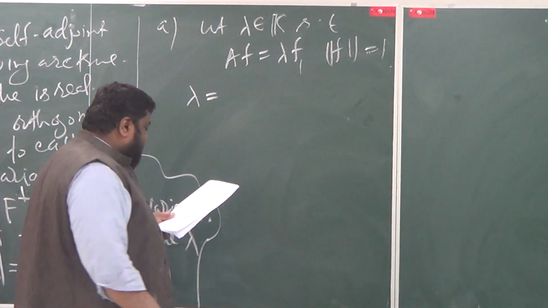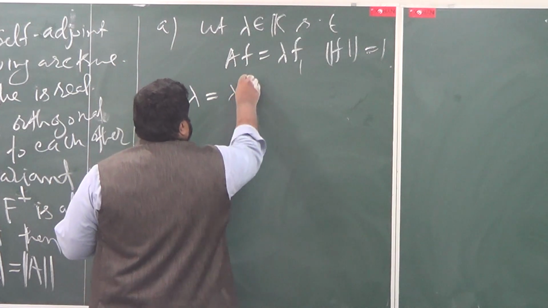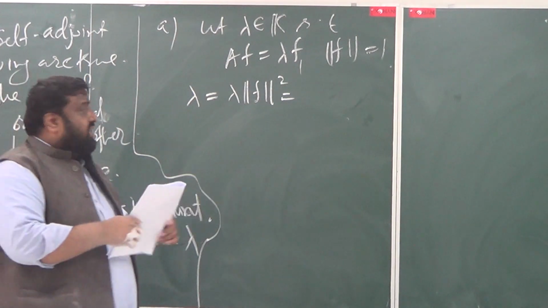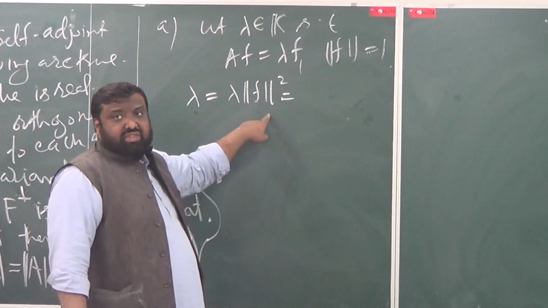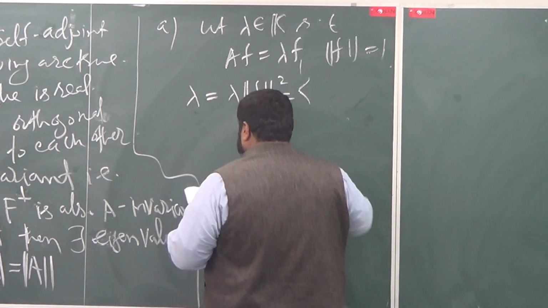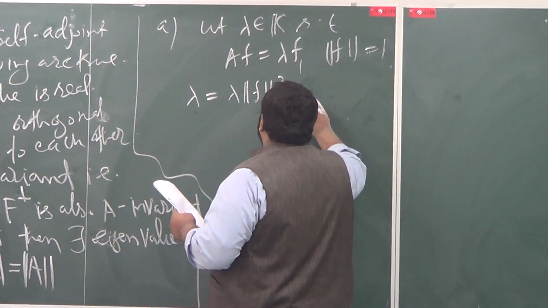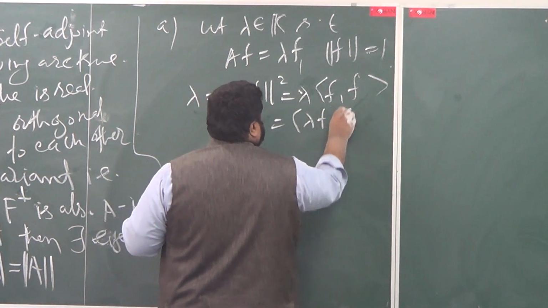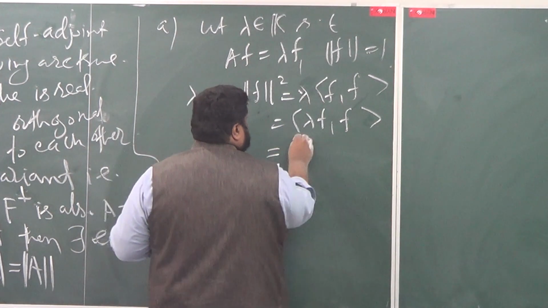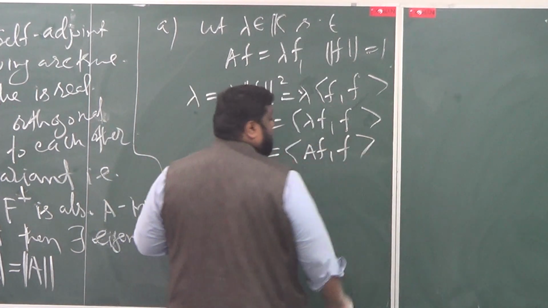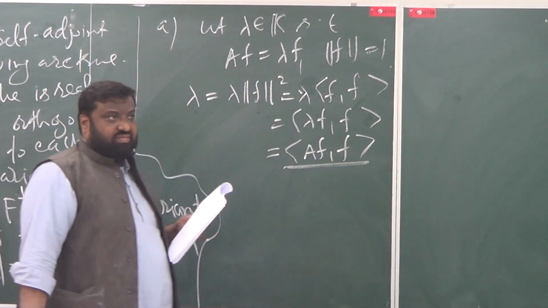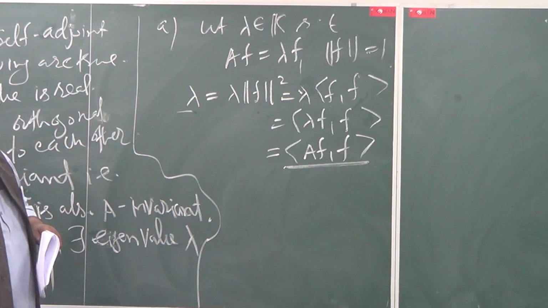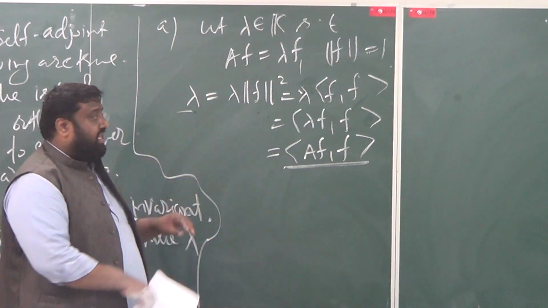The trick is this: lambda can be written as lambda times norm of f squared. Can I write it like that? Because the norm is 1, this is the same. And if this is the case, then I can write this as lambda times <f, f>, which is the same as <lambda f, f>, which is the same as <Af, f>. Now if A is self-adjoint, then I know that this guy is real, and hence lambda is real. So that is part A.